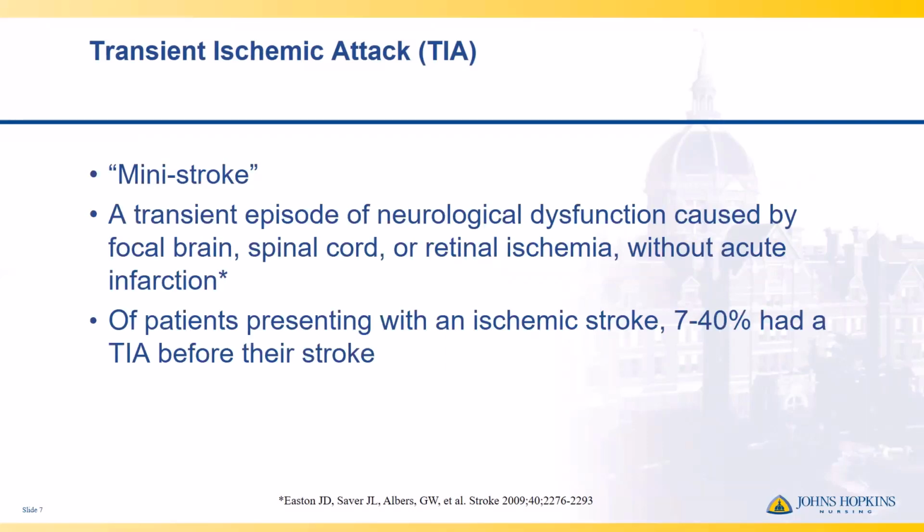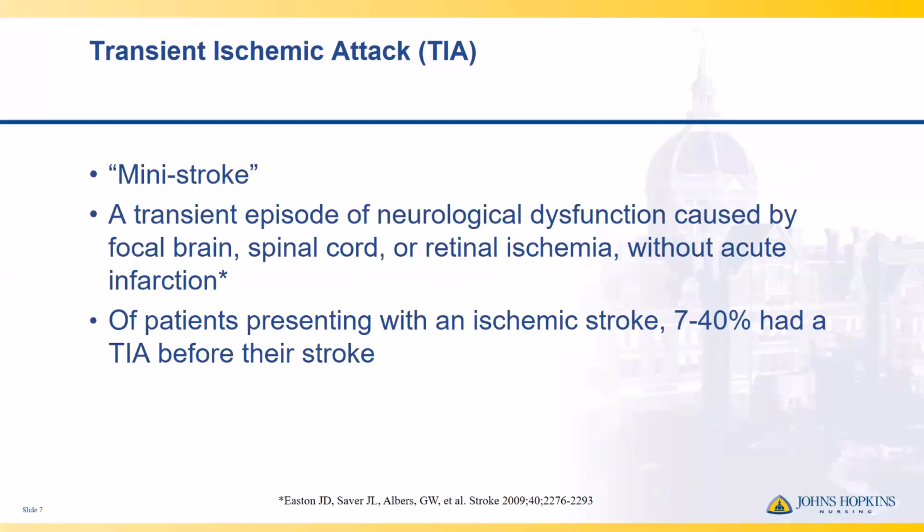Transient ischemic attacks are also known as mini strokes, and these are warning signs that a stroke is going to happen. A transient ischemic attack is a transient episode of neurological dysfunction that is caused by focal brain, spinal cord, or retinal ischemia without acute infarction. Of patients presenting with an ischemic stroke, 7 to 40% of them had a TIA before their stroke. The patient looks like they've had the symptoms of a stroke, but because the symptoms resolve, they don't seek medical attention. They're like, I'm going to continue with my day. Or their symptoms come and they say, I'm going to sleep on it, and maybe they'll resolve. And of course, these are warning signs that you're going to have a stroke.